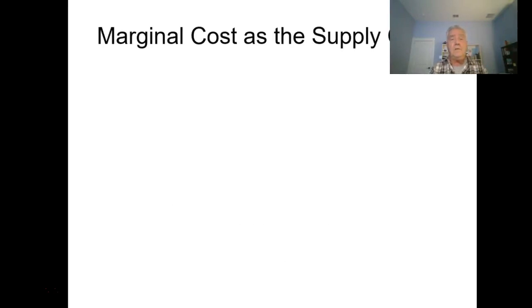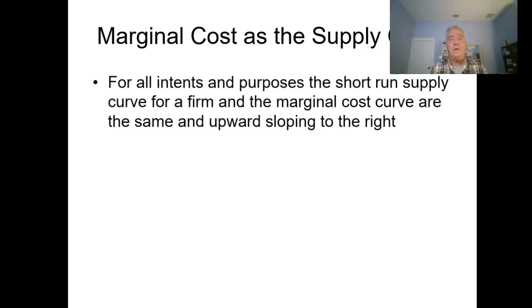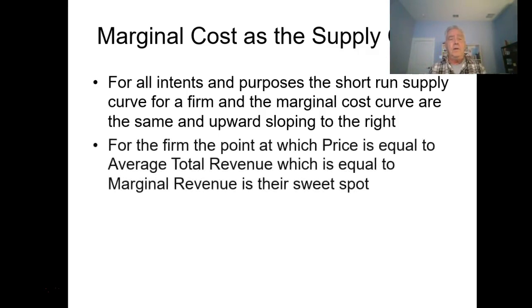All right, marginal cost as the supply curve. For all intents and purposes, the short-run supply curve for a firm and the marginal cost curve are the same, and they're upward sloping and to the right. We've seen that before in demand and supply. So for the firm, the point at which the price is equal to the average total revenue, which is equal to the marginal revenue, is their sweet spot.